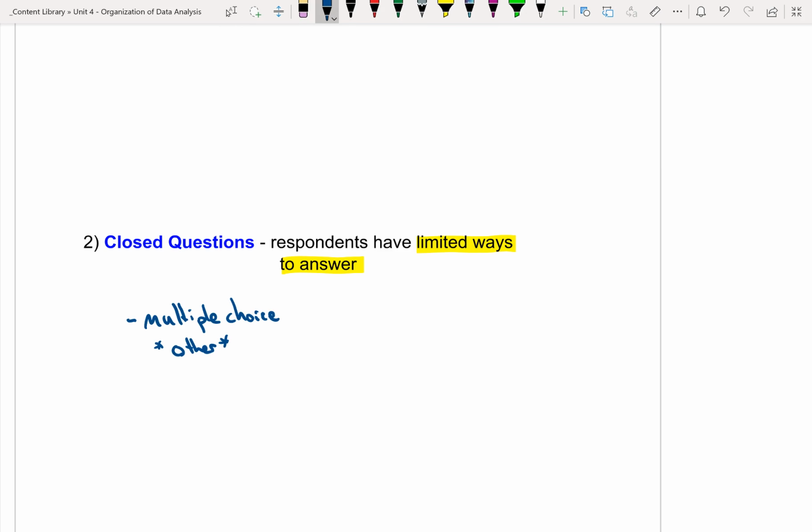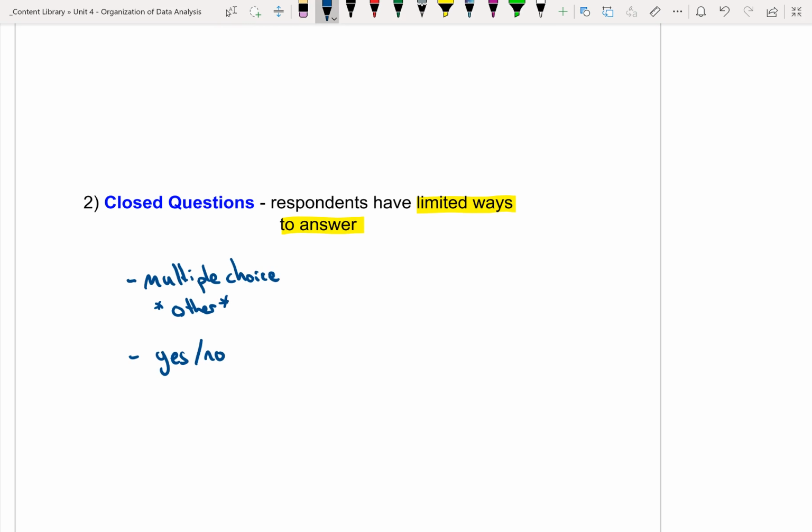You could have something where it is yes or no. Do you like math? Yes or no? It's a closed question. There's no maybe. There's no, well, I like it in this aspect and not in this aspect, and so on. We have true, false. We have a rating system, right? Or a scale, on a scale of 1 to 10.